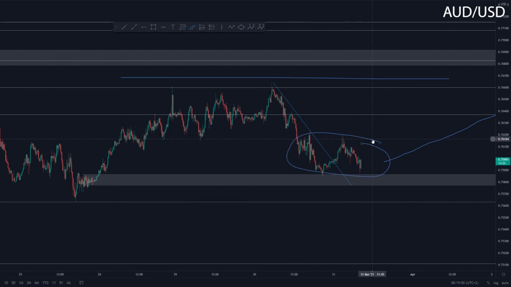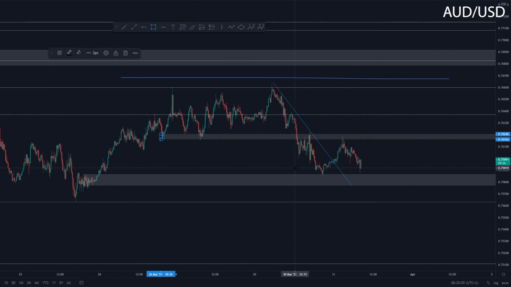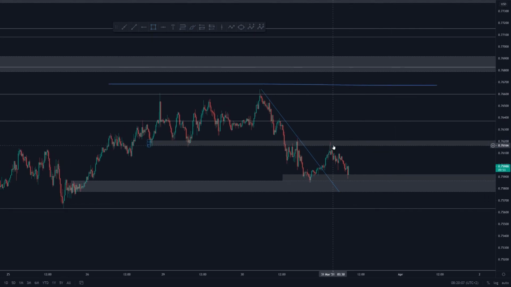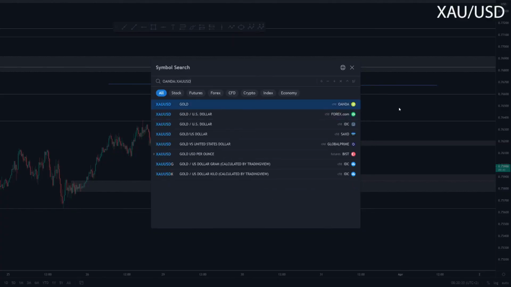So what do we need? Well, if we draw in some support and resistance levels like this, it's pretty obvious that we now have to break this high over here to then see a potential upside continuation. I'm just going to discuss one more pair, which is gold.